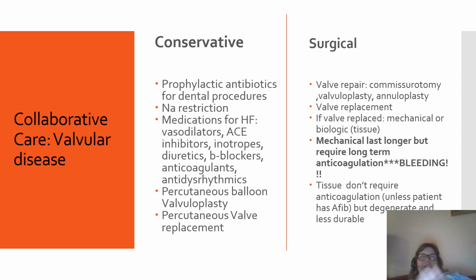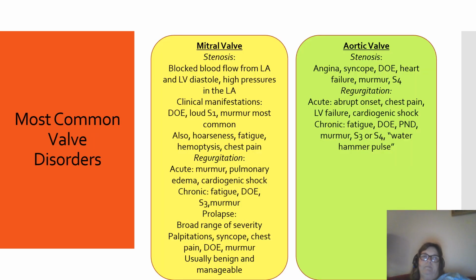And they'll base the decision on the patient's lifestyle because the mechanical valve requires a lifetime of anticoagulation, and so then they're at risk for bleeding. They need to have frequent lab work. There are clot-eluting valves, but they still need to be on a Coumadin or something like that. Tissue valves don't require the anticoagulation unless the patient has atrial fib, but they require replacements more frequently. So the decision will be very patient specific.